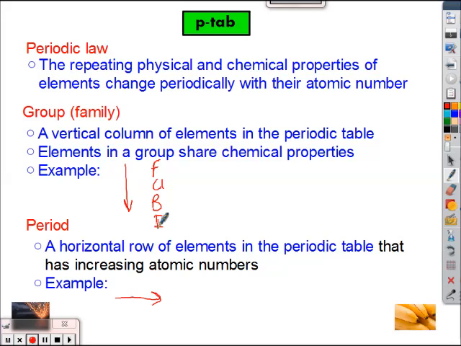When we go across, we're going with increasing atomic number. This was the way Moseley set up his table, which is what we consider the modern periodic table now. So this is a period. This is the second period of the periodic table, because it's the second row of elements.